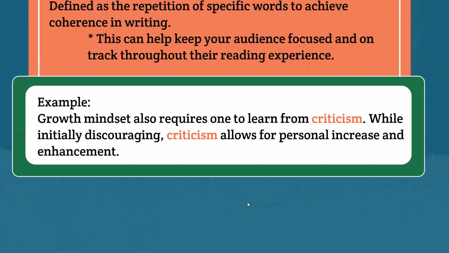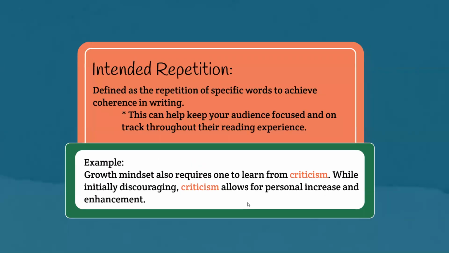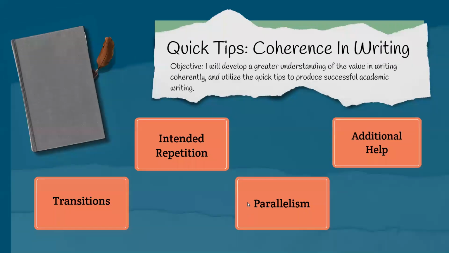So we really wanted to emphasize here that criticism is essential to learn from as far as developing that growth mindset. It allows for personal increase and enhancement. By mentioning it twice, we added in that emphasis there. And so that can help keep our audience on track and present that clarity even further for our audience. So look out for places in your writing where you can utilize intended repetition.